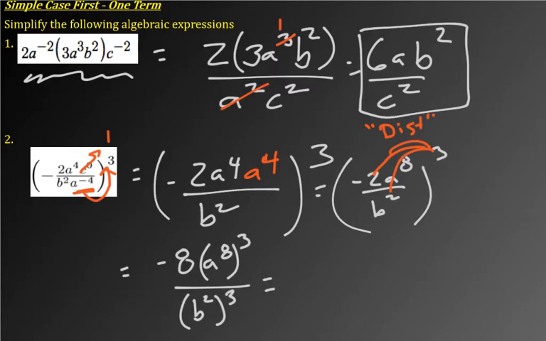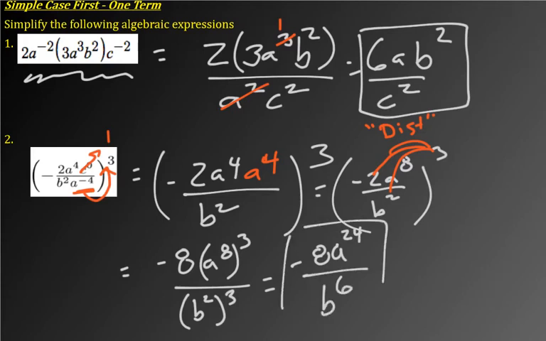And then last but not least, when we have powers of powers, we multiply, right? So this would become a to the 24th, and then b to the 6th. And that is the exact same thing as this.